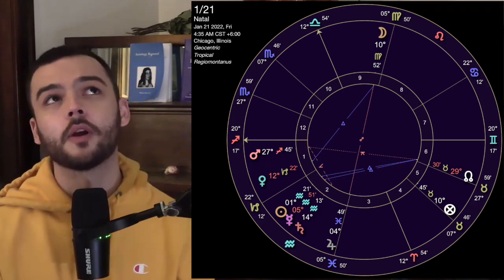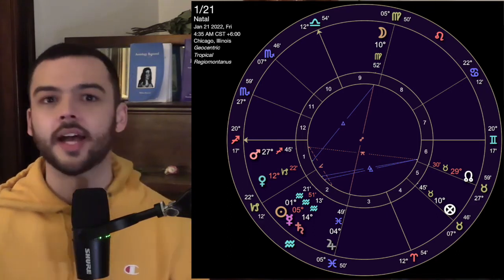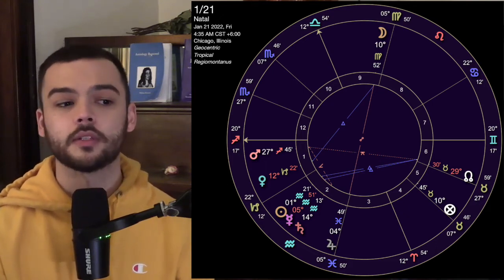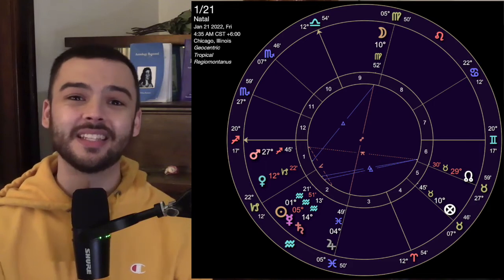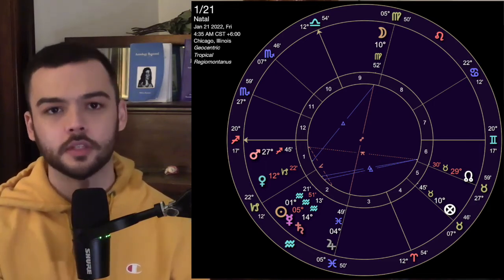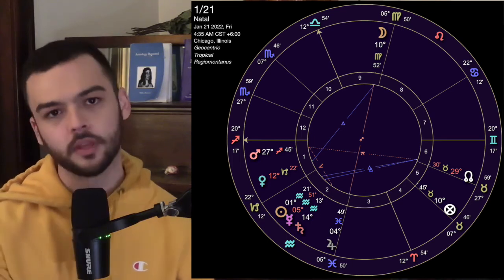And another thing about Mars's condition here is that Mars's next aspect is actually to Jupiter. So we can say that Mars is being given the resources that it needs in Sagittarius in order to be inspired and bring things to positive ends for itself, for the individual.